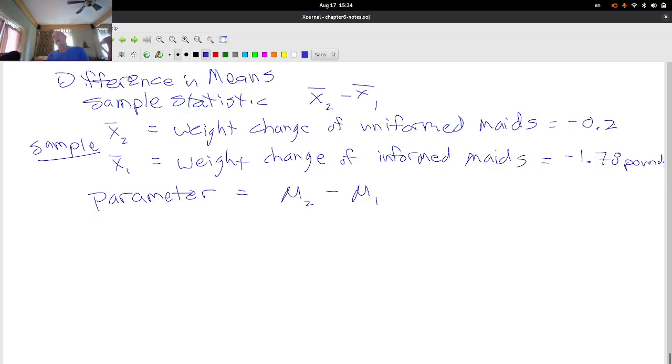So if we run a confidence interval on that, 0 is definitely in the interval there. 0 might not be in the interval on this one here, but that's a whole other question to ask. So many questions, so little time. And again, what is the description of mu2? Well, that would be the weight change of all uninformed maids, maybe in New York. So again, outside of this sample, where did these 75 people come from?